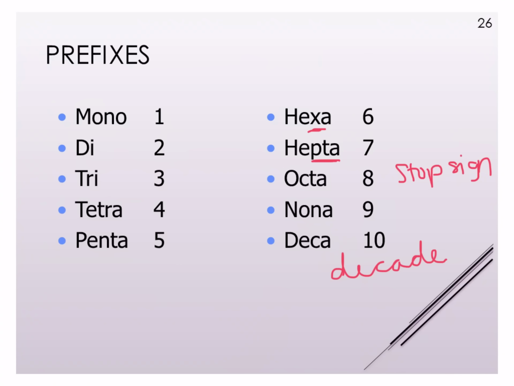You do need to know these prefixes and the numbers associated with them because they're a critical part of being able to name these compounds correctly and being able to get from the formula or from the name back to the formula.